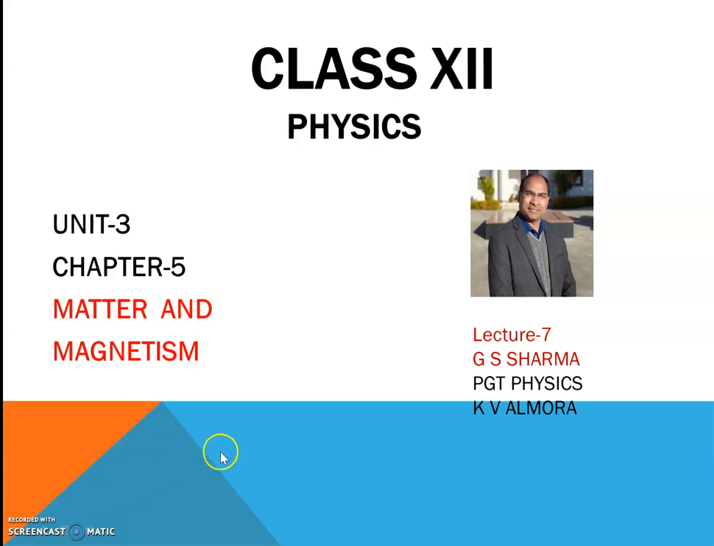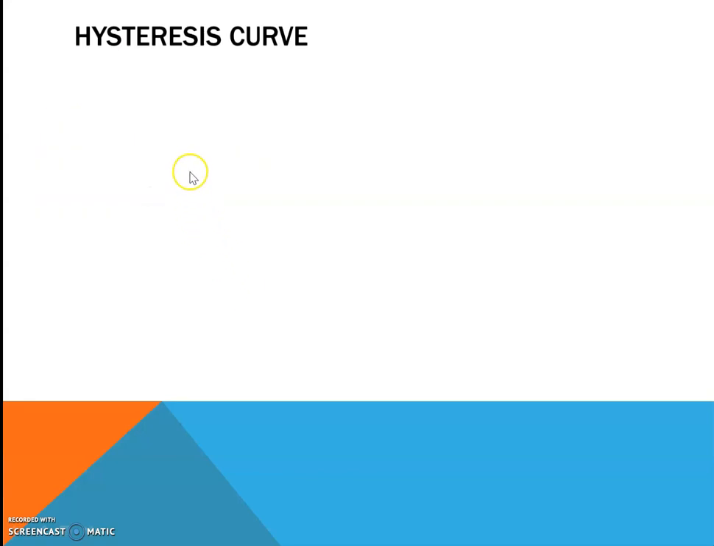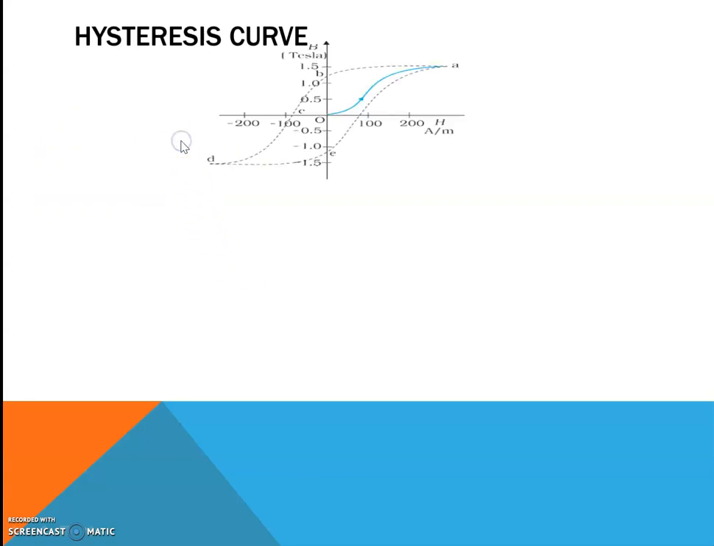In this chapter, I am going to talk with you on hysteresis curve, permanent magnet and electromagnet. Now move to hysteresis curve. Hysteresis means lag behind. After the explanation, you will be able to understand why this curve is termed as hysteresis curve.